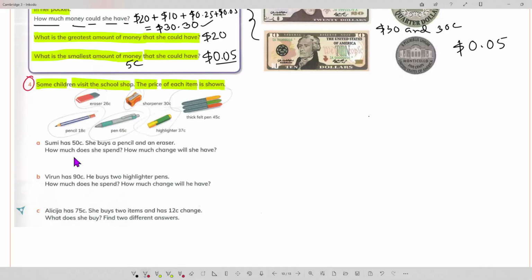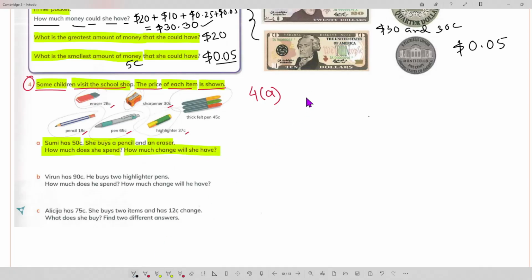Now we will go to our regular question. Here it mentions some children visit the school shop. The price of each item is shown: eraser 26 cent, sharpener 30 cent, pencil 18 cent, pen 65 cent, highlighter 37 cent. Our first question, 4a: Shumi has 50 cent. She buys a pencil and an eraser. How much does she spend? How much change will she have?